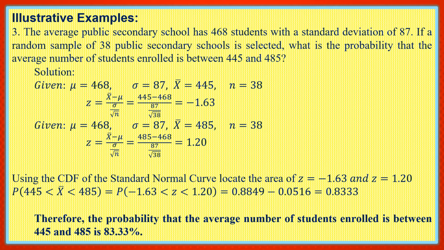So the probability that the mean is greater than 445 but less than 485 is equal to the probability of z greater than negative 1.63 but less than 1.20, which is equal to the greater area, which is 0.8849, minus the smaller area, which is 0.0516, that is equal to 0.8333. So therefore, you could say that the probability that the average number of students enrolled is between 445 and 485 is 83.33%.